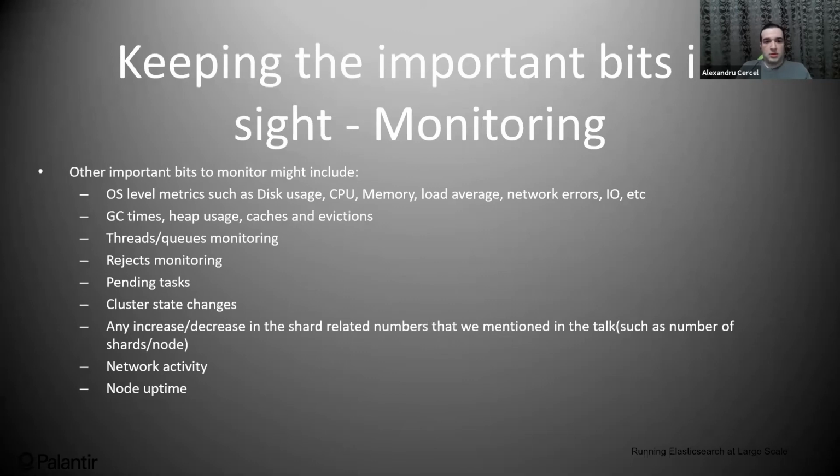Important bits to monitor are the OS level metrics, like we discussed before: the storage, the memory, the CPU. The garbage collecting times are really important, as are the heap usage, the caches and evictions. Threads and queues you need to monitor in order to know when you need to add additional nodes. Pending tasks: maybe you are doing something wrong or doing something a lot, and you can reduce that. The cluster state changes, again, if they spike, you know something has happened. Network activity, node uptime, whatever is important for you.